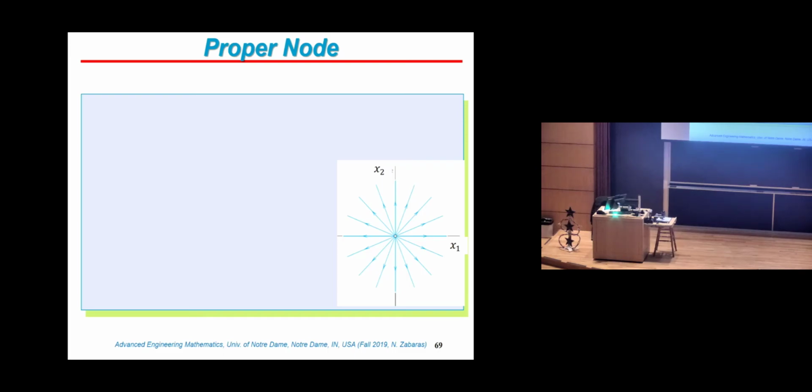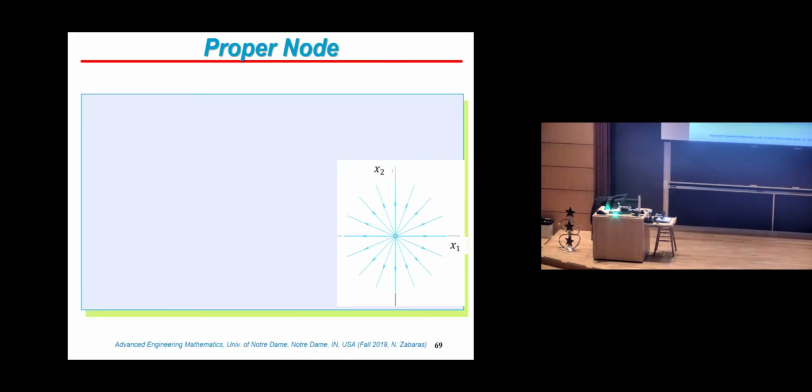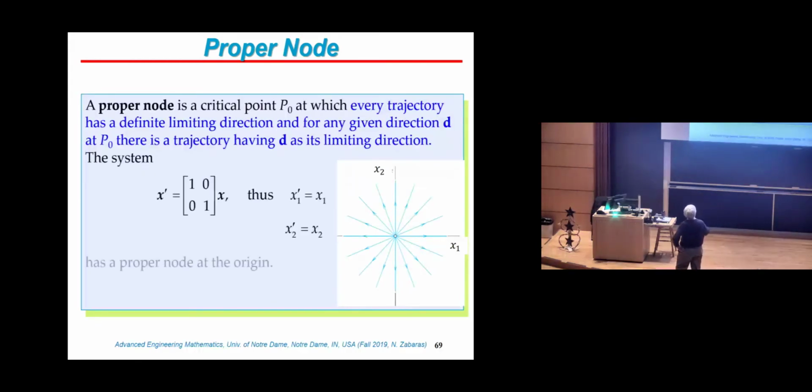I mean, is it possible that somehow for some matrix A you may get this? So effectively here, if you give me any direction, there is a trajectory that has the same slope. All right, so if you give me any direction, I can find you a trajectory with some initial conditions that has that slope, okay? This is what we call a proper node, and here is one example, all right? If you take your matrix A to be this diagonal identity matrix, you can actually show that this is the situation that you are getting in this particular problem.